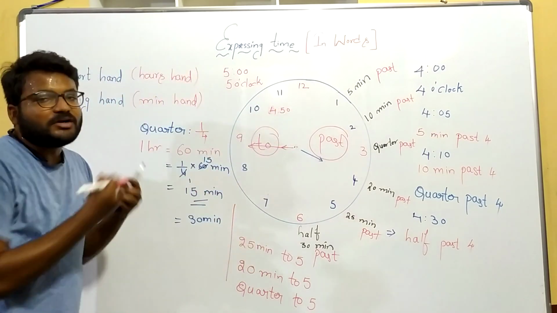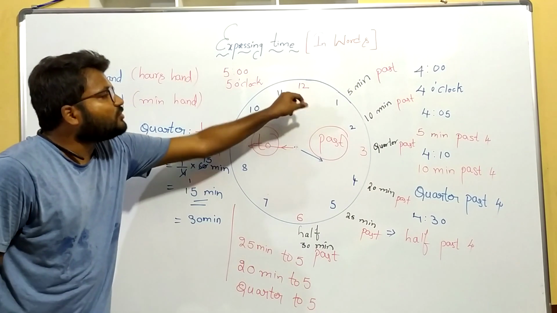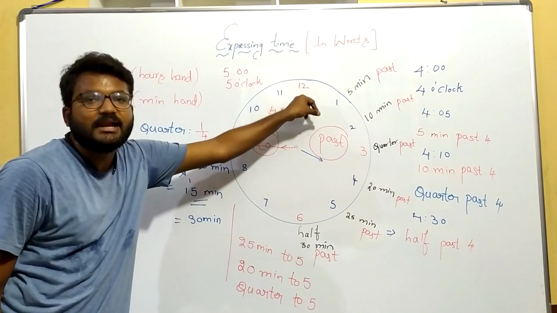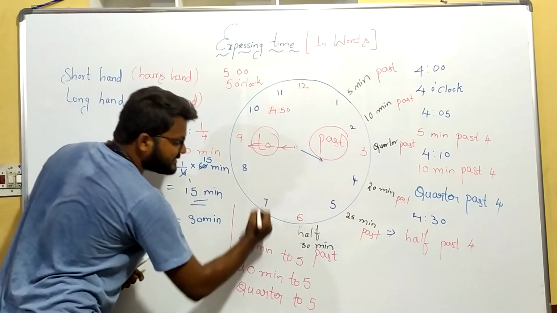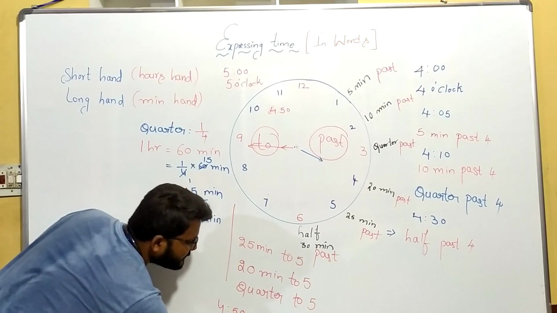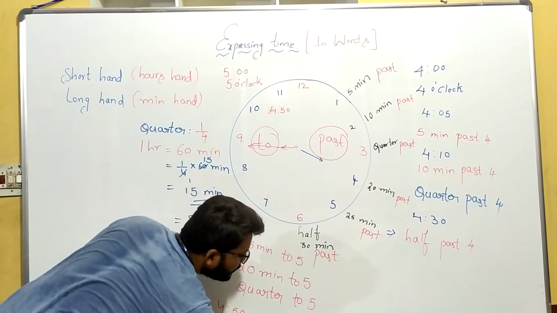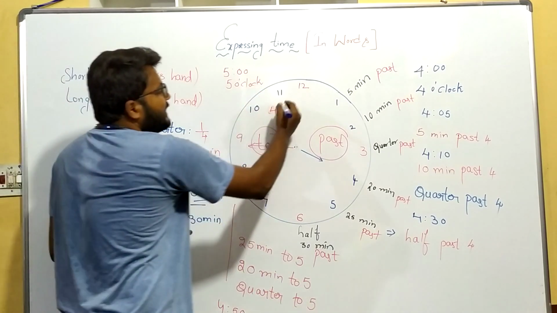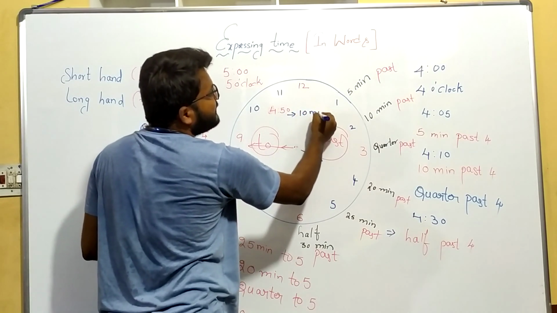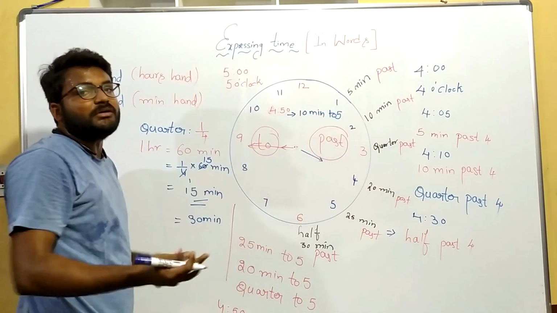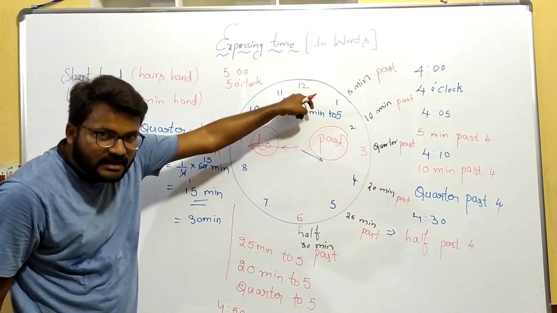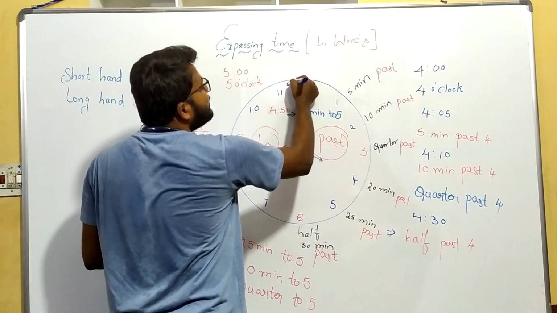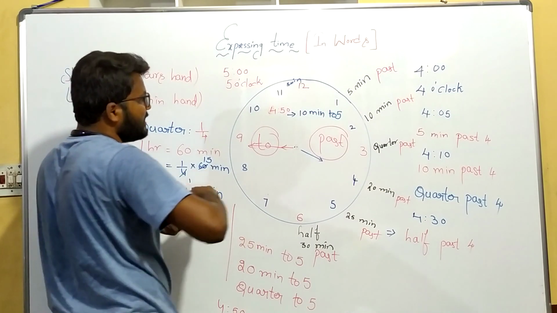When the time is 4:50, what do we represent in words? Now to come to 5 o'clock, how many minutes are required? 5 minutes, and here 5 minutes. Total 10 minutes. So we represent that time as 10 minutes to 5, or simply 10 to 5. When the long hand shows 11, how many minutes are required to get to 5 o'clock? Only 5 minutes, right?